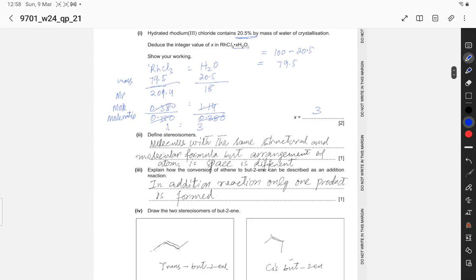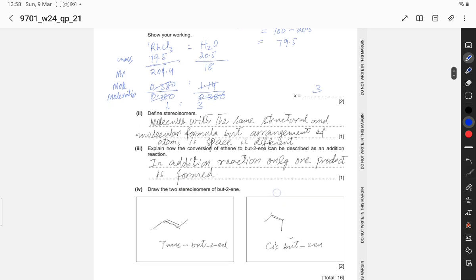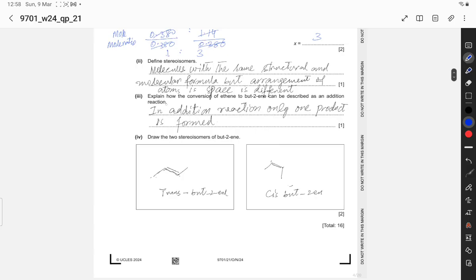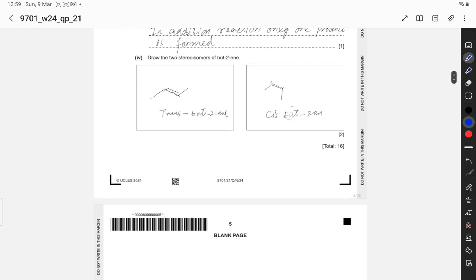Define stereoisomers. Molecule with the same structural and molecular formula, but arrangement of atoms in space is different. Next question is explain why the conversion of ethane to butene can be described as addition reaction. In addition reaction, only one product is formed, so that's why it is known as an addition reaction.